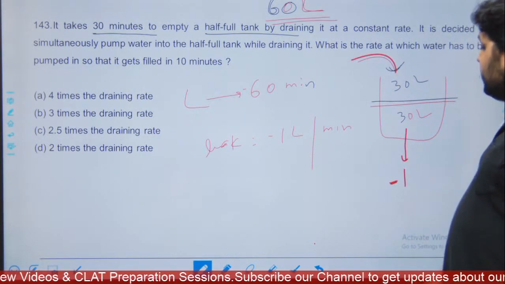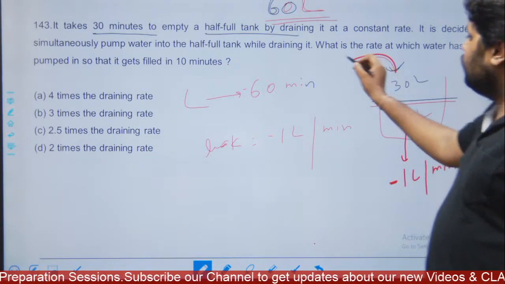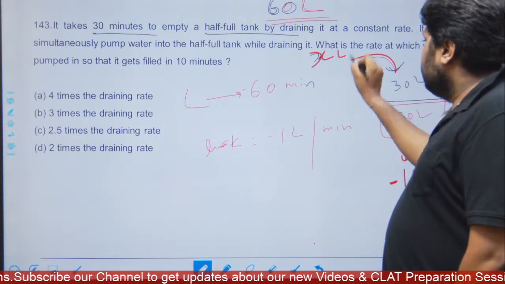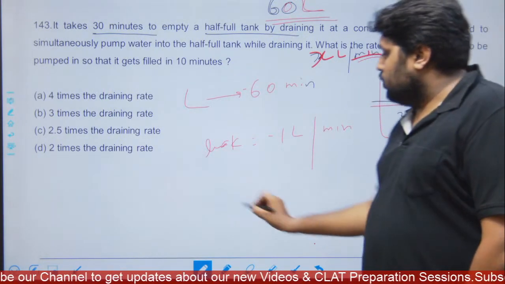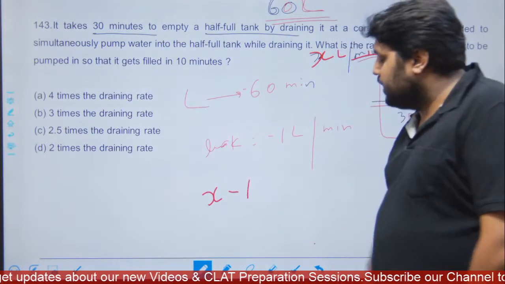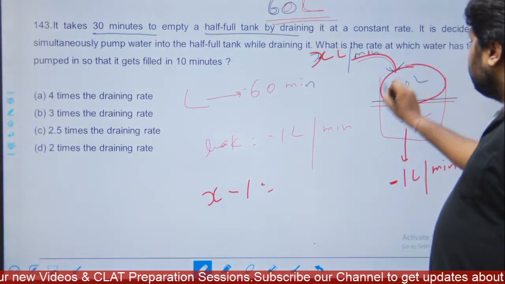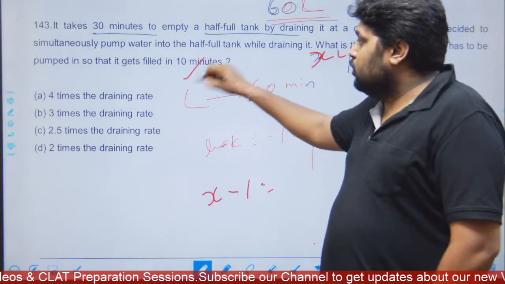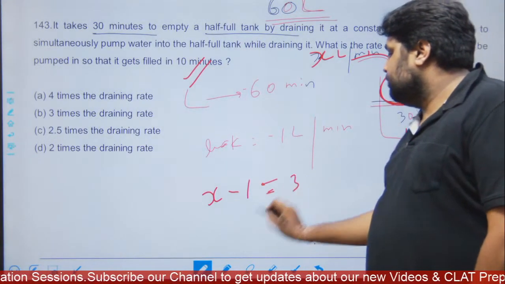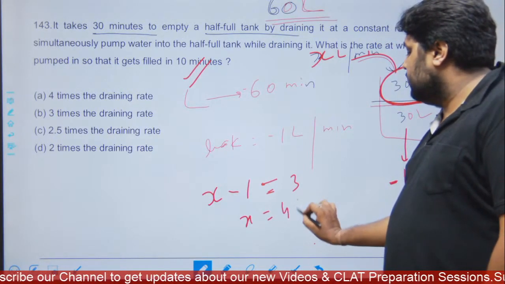The rate of flow of leak is 1 liter per minute, and let's say the rate of flow of inlet pipe is x liter per minute. So in 1 minute, x liter will come and 1 liter will be drained out, and the total half tank will be filled in 10 minutes. So resultantly the tank holds 3 liter per minute. It means the rate of flow for inlet pipe will be 4 liter per minute.